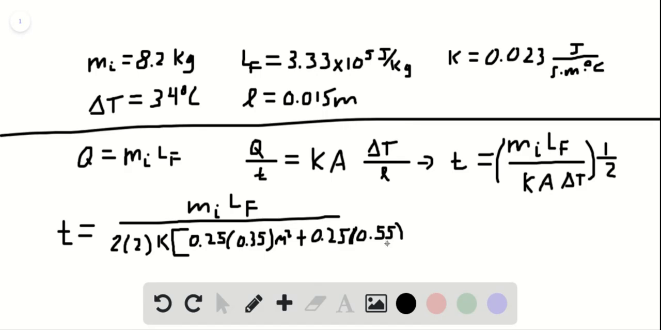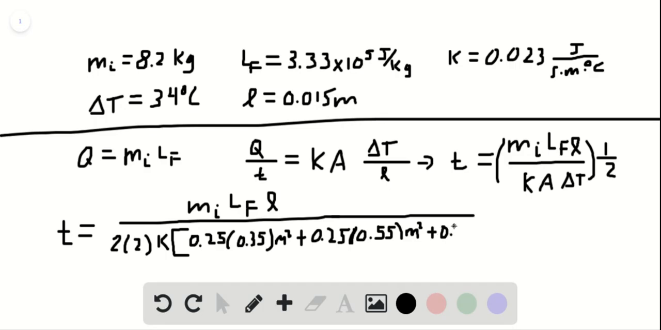So that's the area of the other side. And again, each of these would have been multiplied by 2 because there's 2 of these sides. So there's 2 sides that have a dimension of 0.25 times 0.35, 2 sides that have the dimension of 0.25 times 0.55, and we just pulled that 2 out front. So it's going to be meters squared plus the last one. I'm going to extend this here. Oh, I actually forgot the length here. So this is T over L, so there should be an L here. And there should be an L here for the thickness.